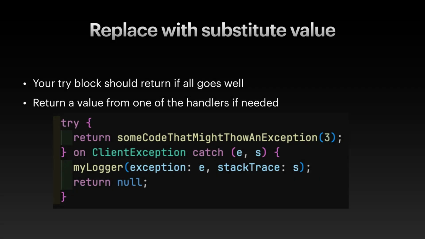The third main handling strategy is replace with substitute value. This is useful when a failure isn't critical and you can provide a sensible default or fallback to allow the program to continue. Notice in the example, the try block attempts to return the result of an operation if it succeeds. If it fails with an appropriate exception, then we log the error, but then return a null as its replacement value.